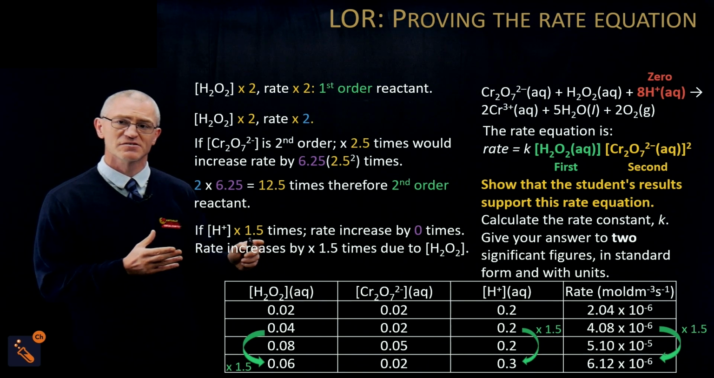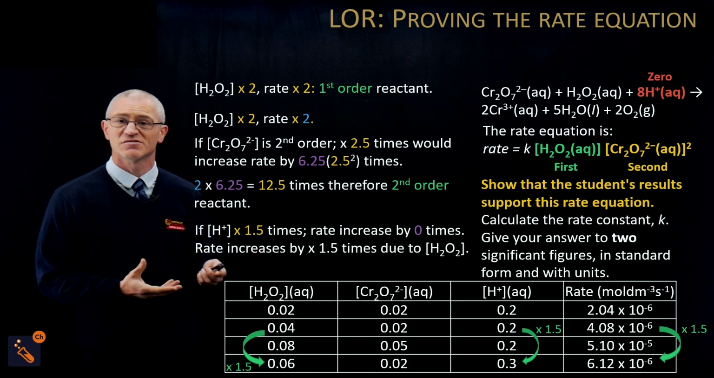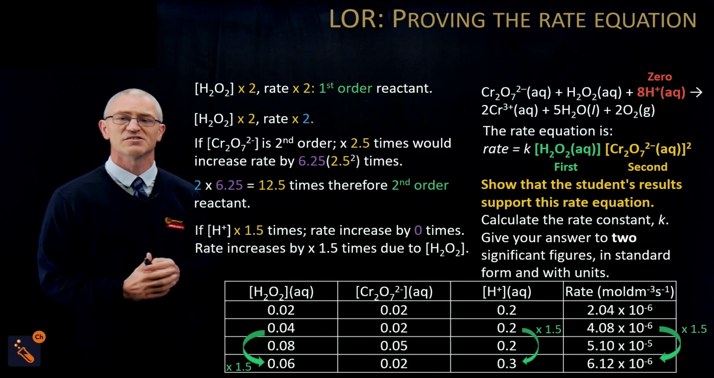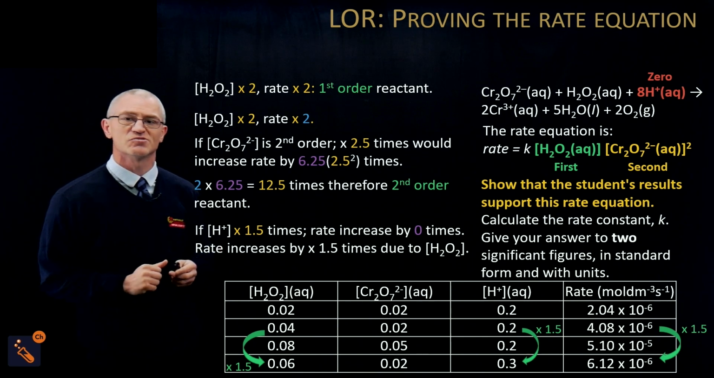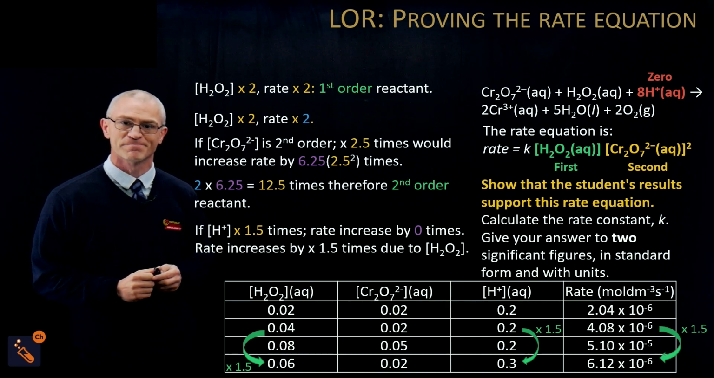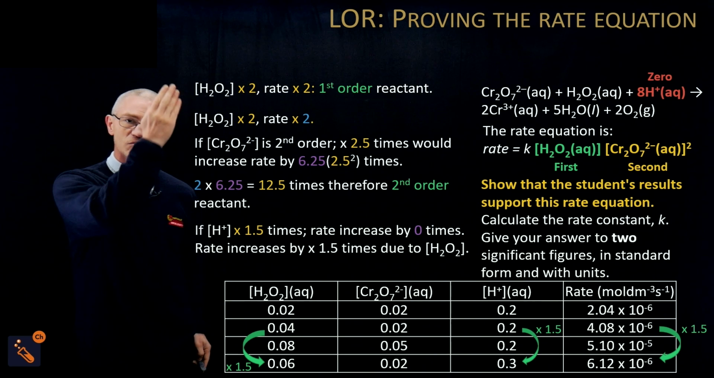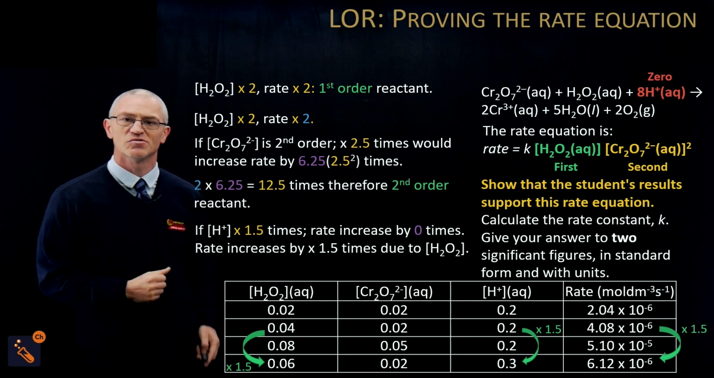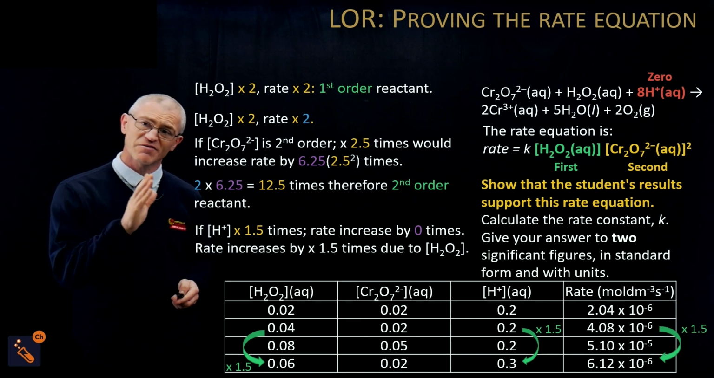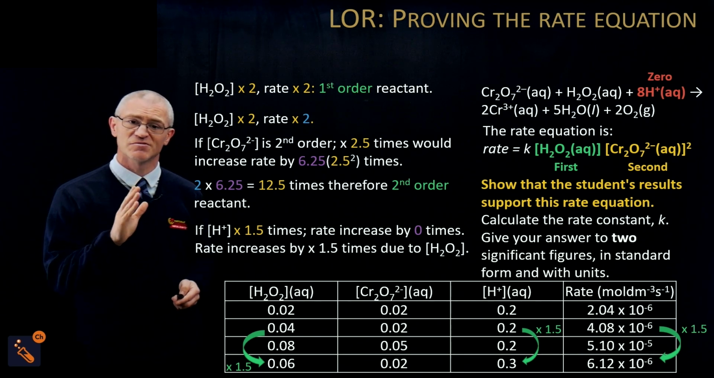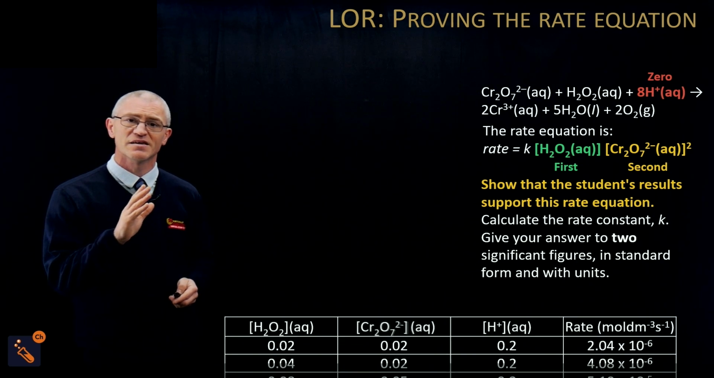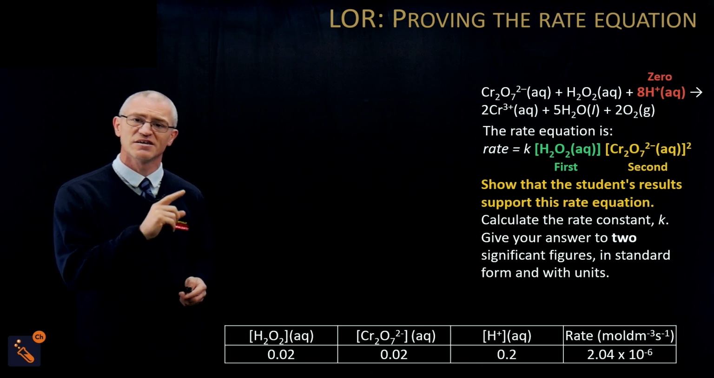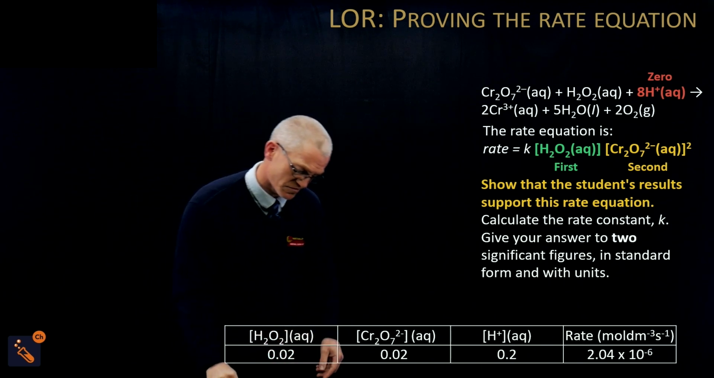So if the H+ is times by 1.5, the rate is increased by 0 times, because the rate increase that happened was due to the fact that H2O2 is a first order reactant, as we've got up here. So we have proved with these that we have those first order, second order and zero order reactants. We're going to get rid of this answer now and try and attempt the second part. And the second part is calculating the rate constant. So we're going to calculate the rate constant and give our answer to two significant figures.